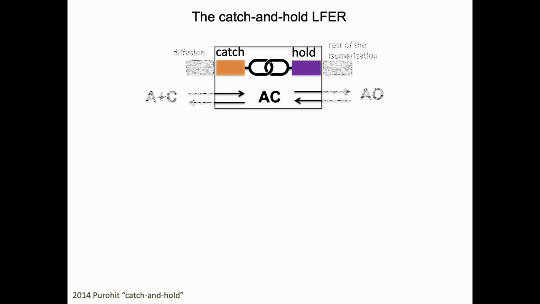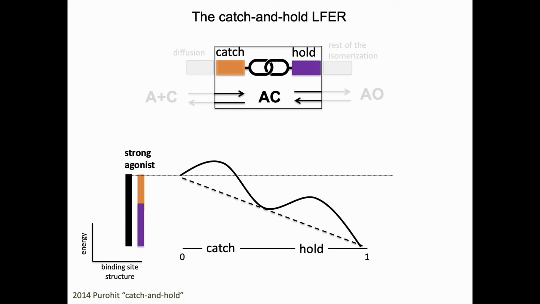So let's continue on that, and we'll focus on the catch and hold linear free energy relationship. So now we're going to draw an energy landscape just for the agonist-dependent parts of this reaction. We've gotten rid of the fusion. We've gotten rid of the rest of the isomerization. We're just going to hold on this energy link process of catch and hold, and we're going to draw an energy landscape for that. So here's the energy landscape for catch and hold, with the first hump being catch and the second hump being hold, and they're being connected by a straight line. There's a linear free energy relationship between the two.